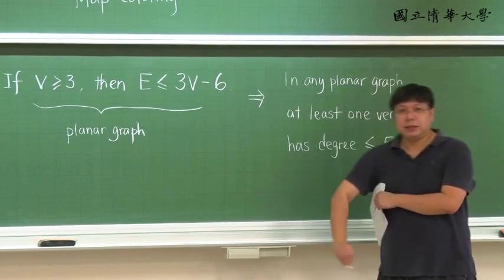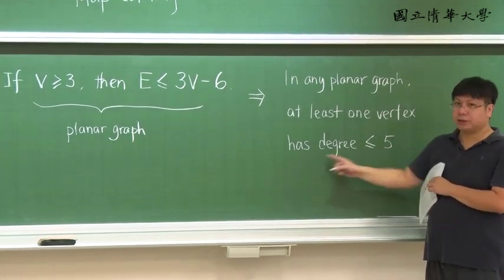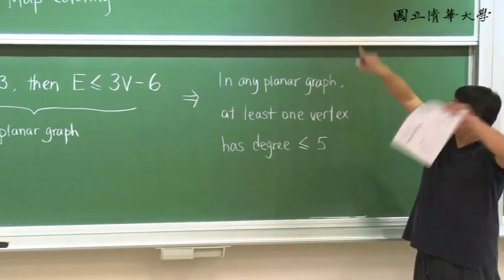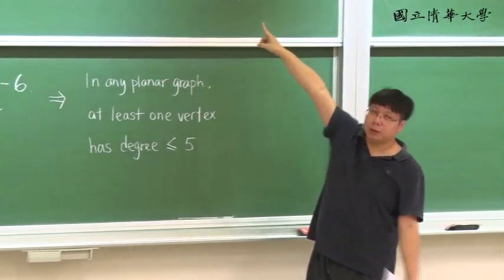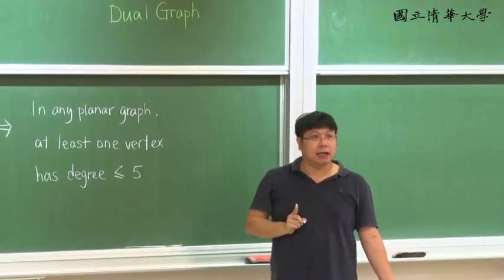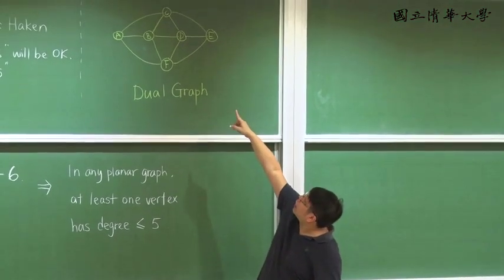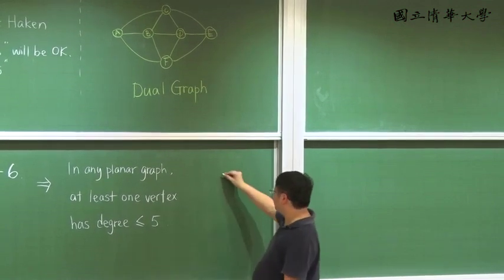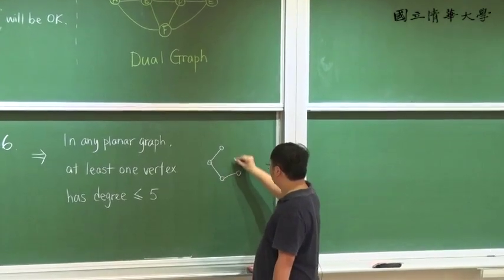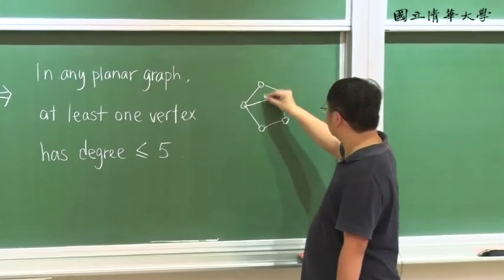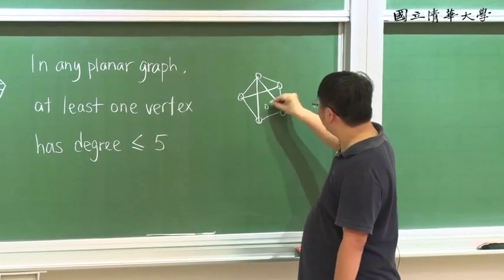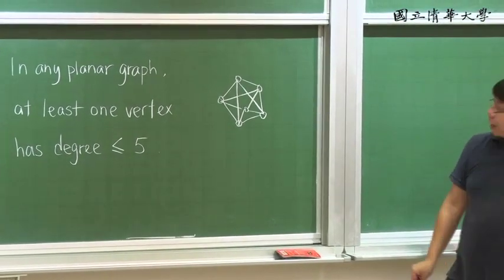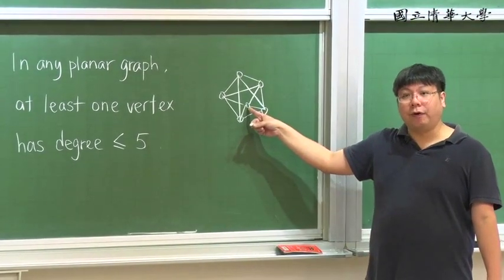Why? We can prove it by contradiction. We are claiming that in any planar graph we can always find a vertex that has degree less than or equal to 5. In the above case, all the vertices have degree less than or equal to 5. And this is a planar graph that we tried earlier today, where this vertex has degree 4, less than or equal to 5.